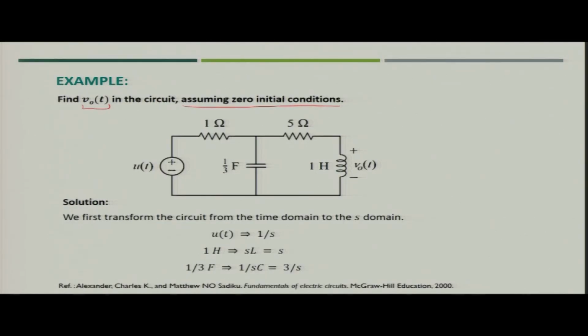Now, what we have to do first? First we have to transform the circuit from time domain into S domain. So, the source which is unit step function, when you convert into S domain, it will become 1 by S. The inductor is sL and the value of L is 1, so it will become S. The 1 by 3 farad capacitor will have the value as 3 by S in S domain. So, now we have all these elements in S domain.